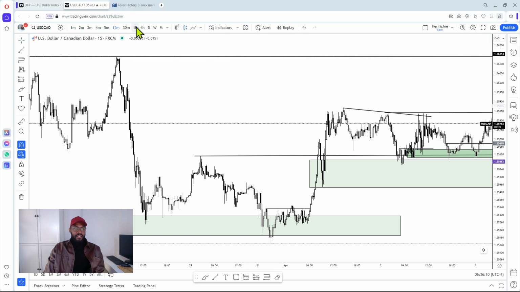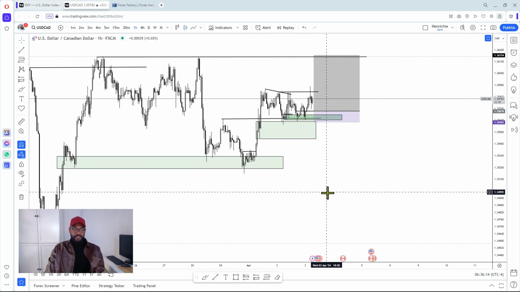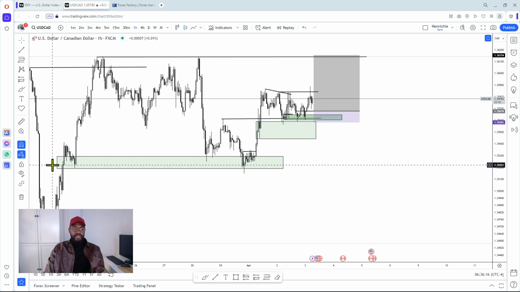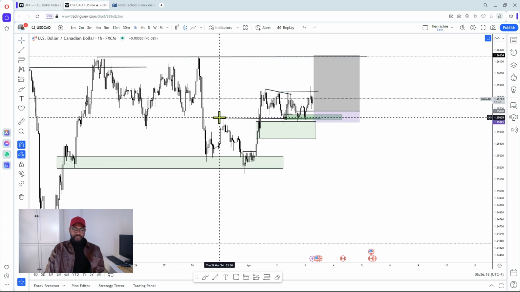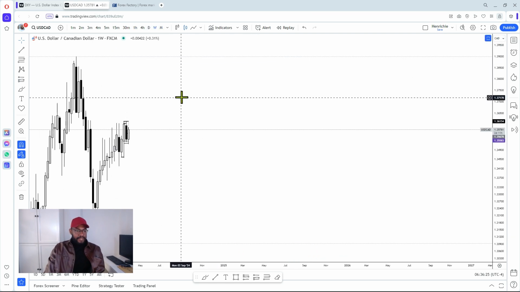So the next thing I did was to go to the 1 hour time frame to see the structure price is creating so far. And after we mitigated this position, took that liquidity, we created a high, created a low, and we broke a 1 hour high. So let's look at weekly and see.